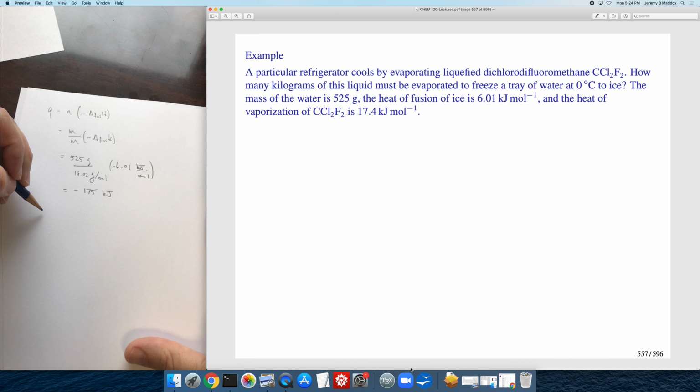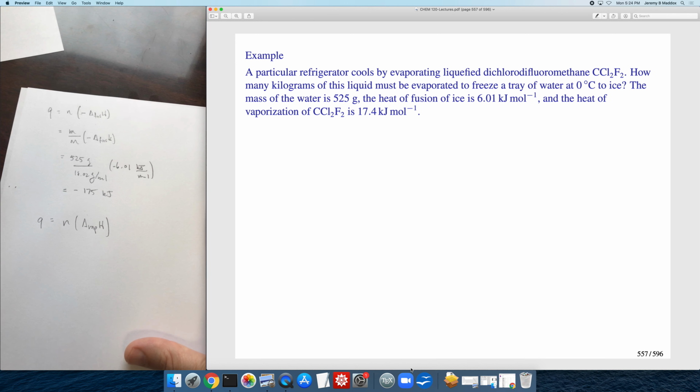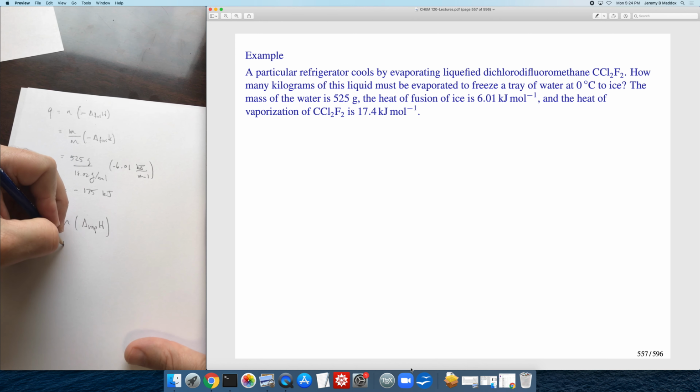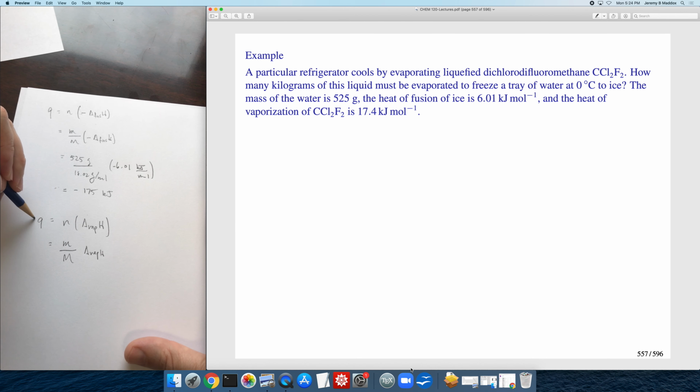Now, that heat is going to be supplied by the evaporation of the difluoromethane. So the heat for that process will be equal to the number of moles of the difluoromethane times the enthalpy of vaporization of that substance. Here they want to know what is the mass. We'll need to calculate the molar mass, and they've given us the vaporization. So we need to equate this amount of heat with this heat here. So we're going to solve for the mass.